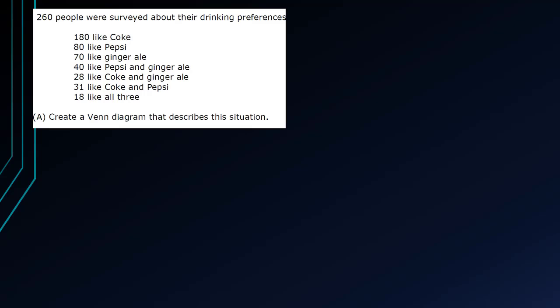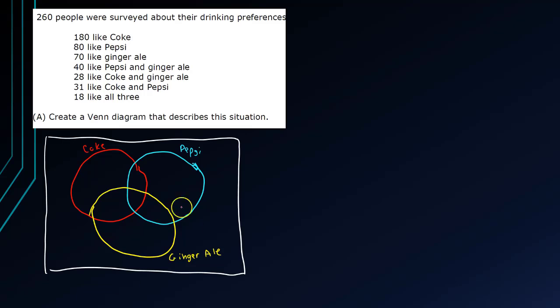So the Venn diagram is, anytime you're asked questions regarding how many people like Coke but not Pepsi or ginger ale, stuff like that, then you kind of know you need a Venn diagram. So usually it makes it a lot easier to answer. So I'm going to set up the Venn diagram. I have my Coke circle, my Pepsi circle, my ginger ale circle. I have to be careful about how I fill this in, because if I look at some lines here, like I know 180 people like Coke.